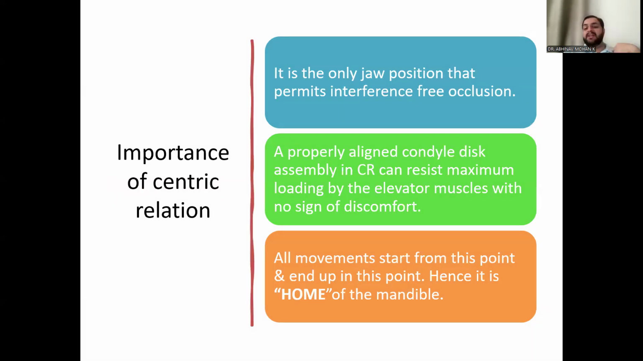Further, it is the only jaw position that permits interference-free occlusion. You don't want any interferences when the mandibular closure happens. A properly aligned condylar disc assembly in centric relation can resist maximal loading of your elevator muscles with no sign of discomfort. The maximum amount of force applied can be well tolerated at this position. All movements start from this point and end at this point, hence it is called the home of the mandible.